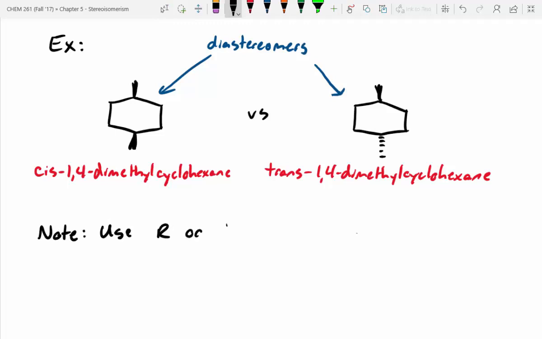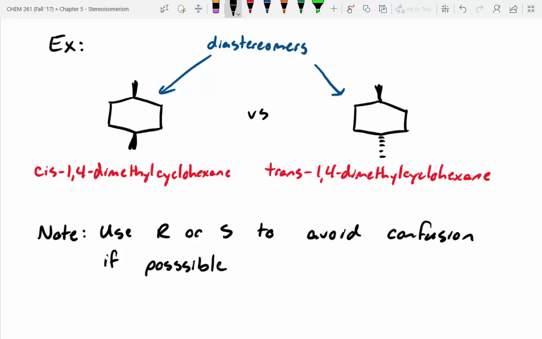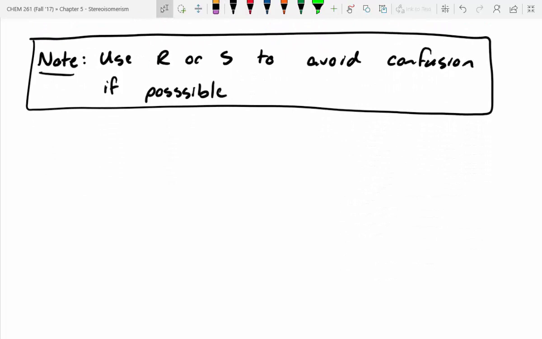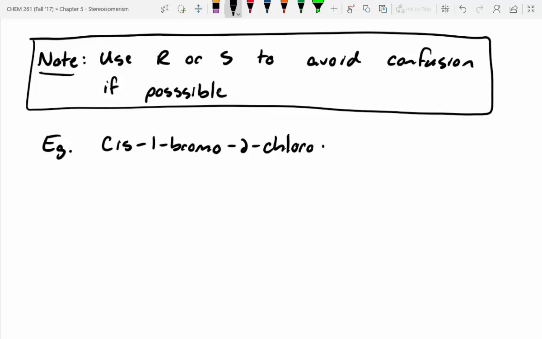Use R or S to avoid confusion if possible. We saw in the above example it was impossible to use R or S, so that's when we use cis or trans. But I'll show you guys a situation. So for example, let's consider the following. Cis-1-bromo-2-chlorocyclohexane.